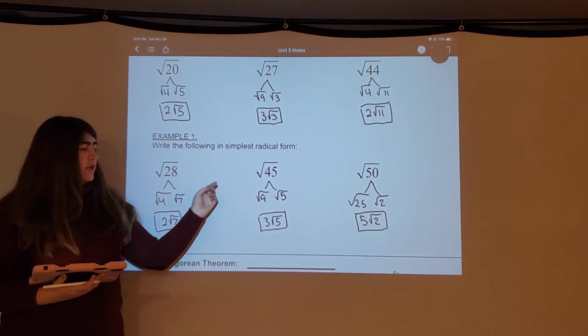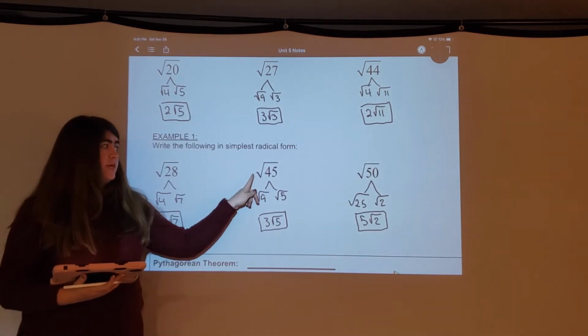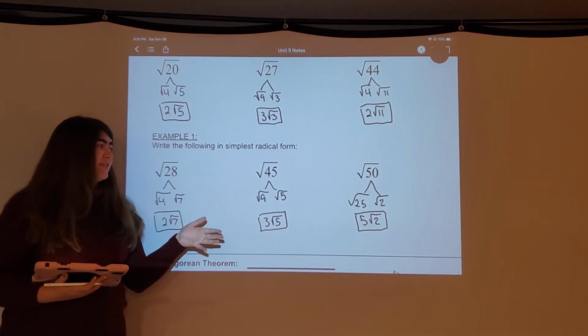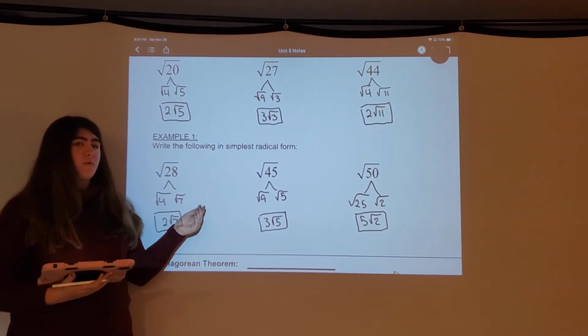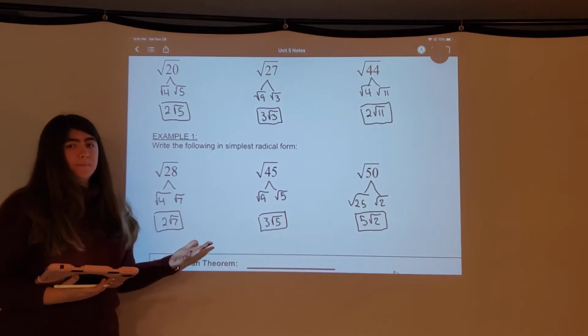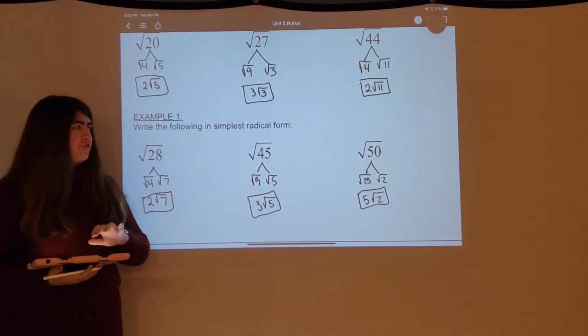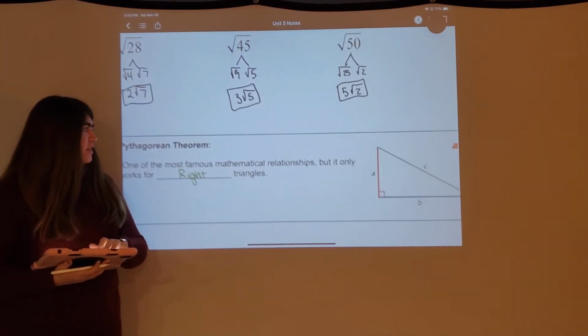If you had a number up here that couldn't be broken down, then simplest radical form would just be the radical of that number. For example, 17 is a prime number, so if we had the square root of 17, then we wouldn't be able to break that down because 17 is prime.